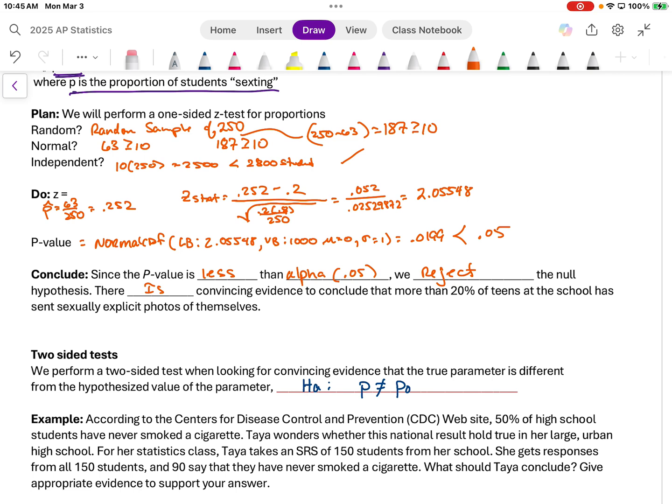Any questions so far? Again, it will speed up or get easier. Remember, we always show the normal CDF. I'm going to show you in the calculator on the next one how we don't have to use the normal CDF. Yes, Mackenzie?